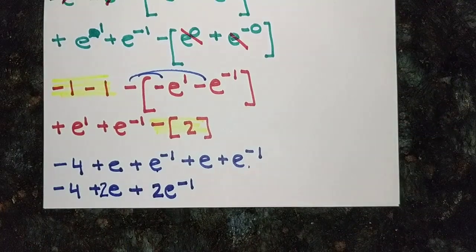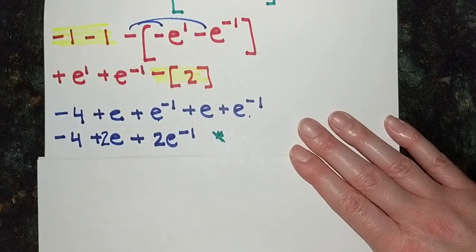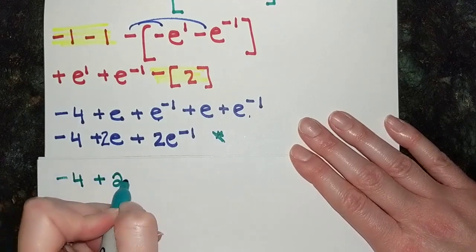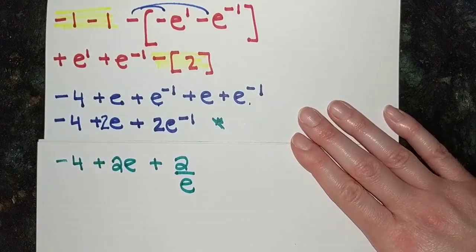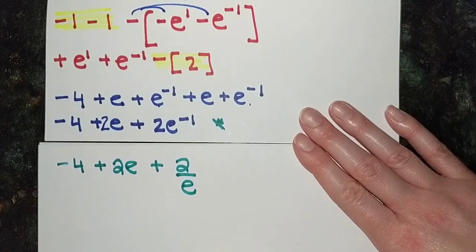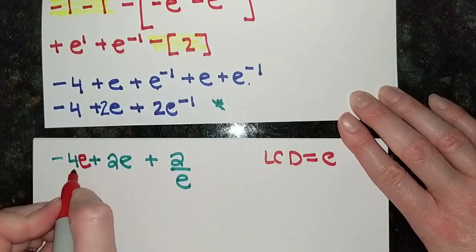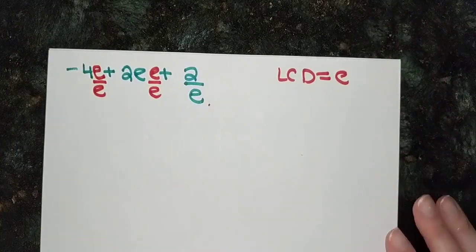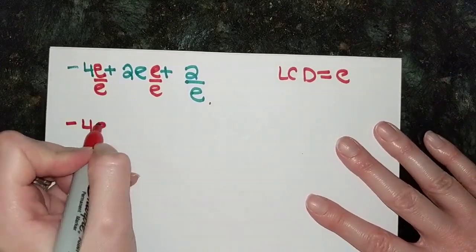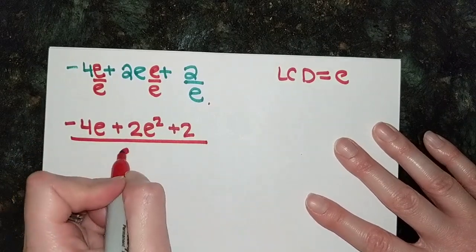Okay, now you can go further there just like we were able to go further in the previous problem. And again, if you just want to leave your answer like this, that is fine. But you could remove your negative exponent. So you would have this plus 2e. And then from there, once you remove your negative exponent, you would get a common denominator. And that common denominator would be e. So you'd multiply in here by e over e over e, and then that has your common denominator. So this would give you negative 4e plus 2e squared plus 2 all over e.